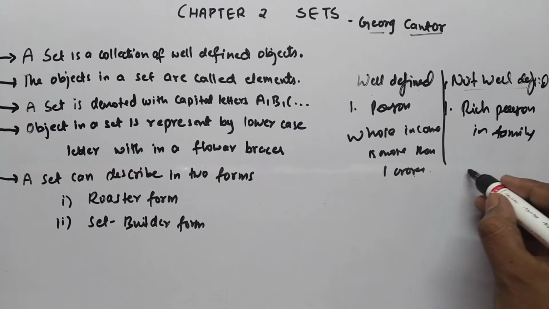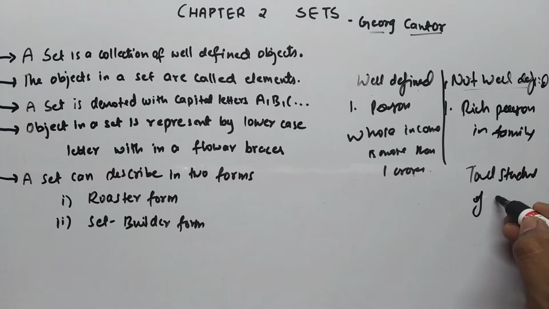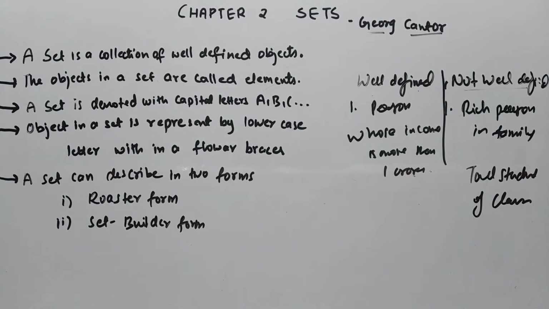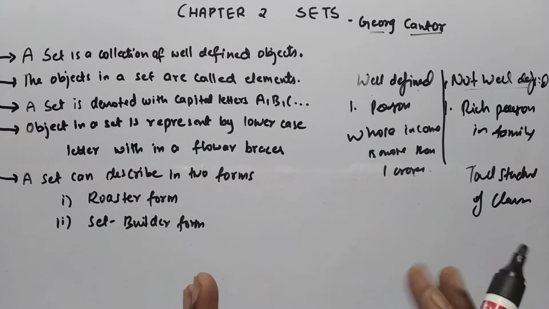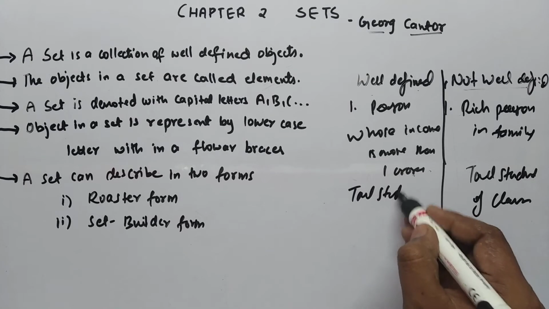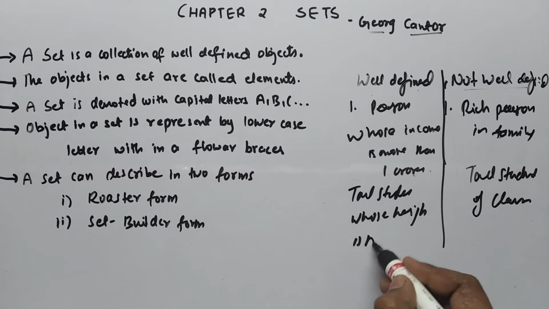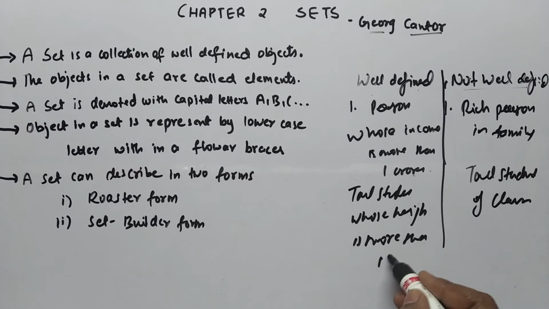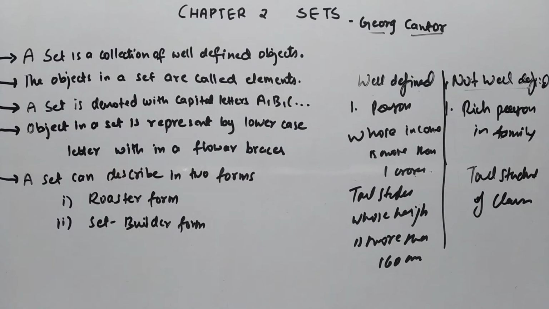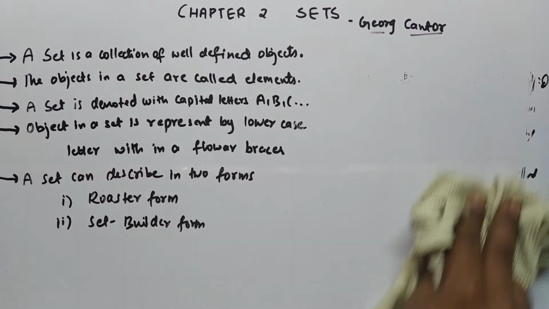Similarly, take tall students of a class. They have not mentioned a specific height. So we can say tall students whose height is more than 160 centimeters. Here we are defining the objects by a property. So this is the difference between well defined and not well defined.